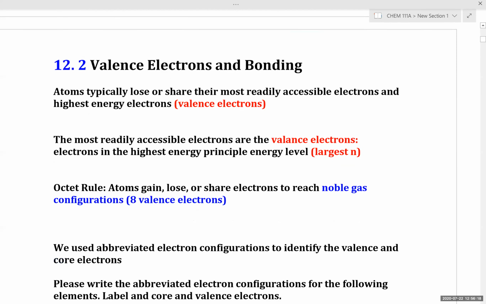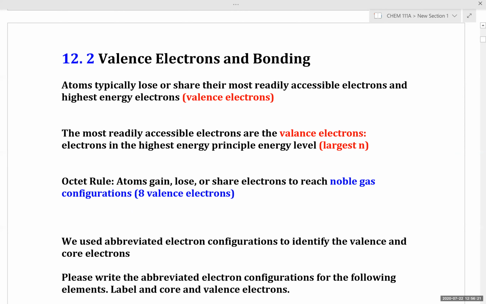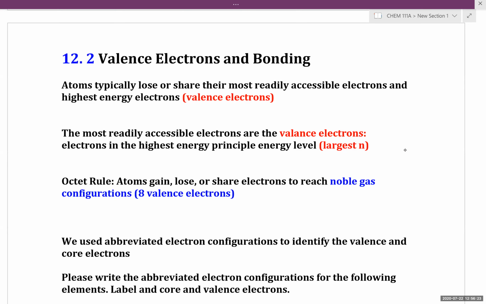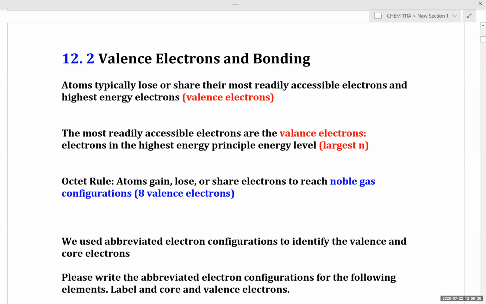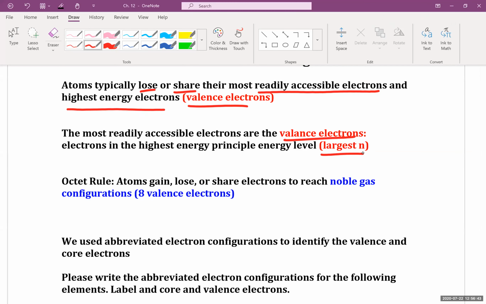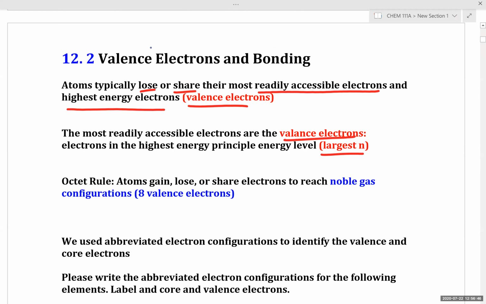Now let's talk a little bit about bonding in relation to valence electrons. We know from our previous discussion of ionization that atoms typically lose or share their most readily accessible electrons and their highest energy electrons, otherwise known as the valence electrons. Again, the valence electrons are the electrons with the largest n or the highest energy. Bonding and ionization generally follow what's known as the octet rule, which is the idea that atoms gain, lose, or share electrons to reach what's known as a noble gas configuration, which is 8 valence electrons.